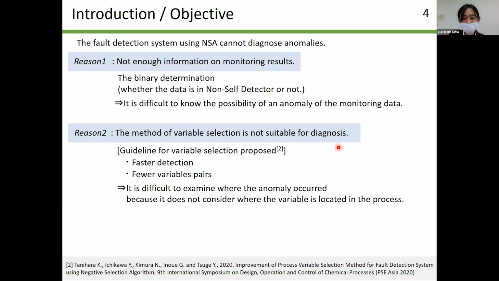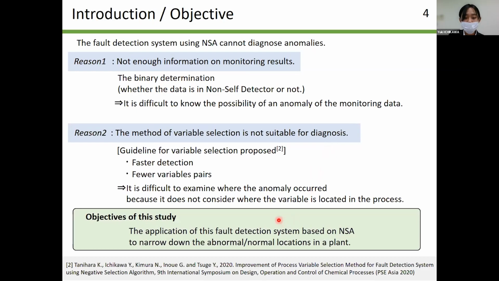Another is that the method of variable selection is not suitable for diagnosis. Variables were selected for faster detection with fewer variable pairs. It is difficult to examine where the anomaly occurred because it does not consider where the variable is located in the process. The objective of this study is the application of this fault detection system based on NSA to narrow down the abnormal and normal location in a plant.